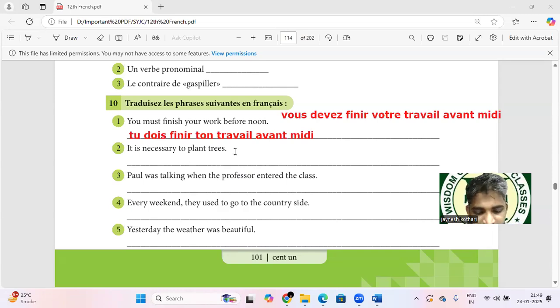Second, it is necessary to plant trees. Il faut planter des arbres. Okay, second verb. See, the first verb is getting conjugated over here. Il faut. These are getting conjugated. But the second verb will always be a full verb, the infinitive. Conjugations will not come in it.